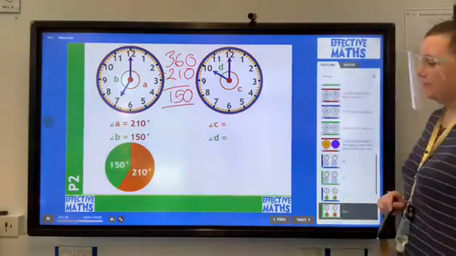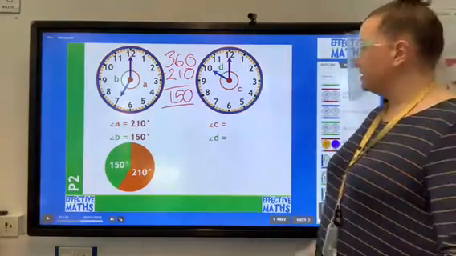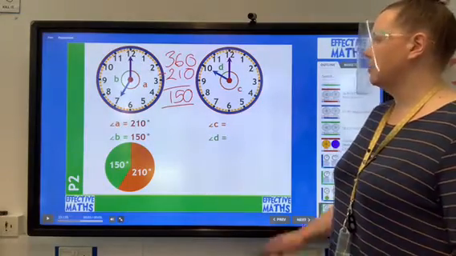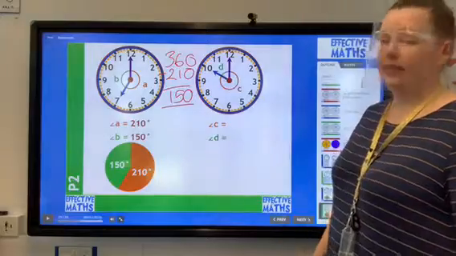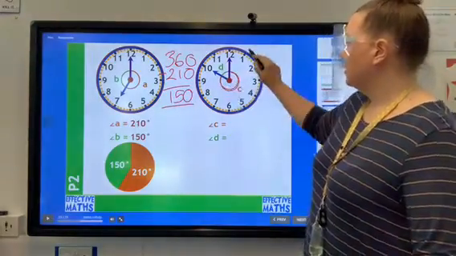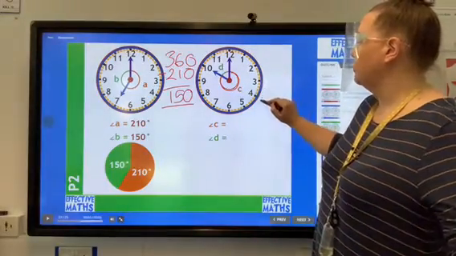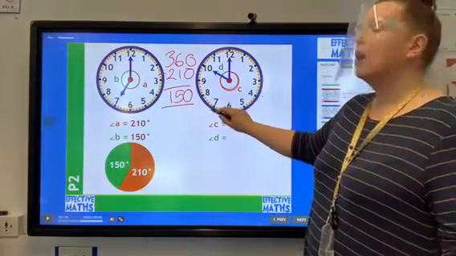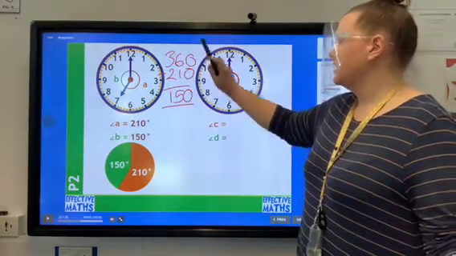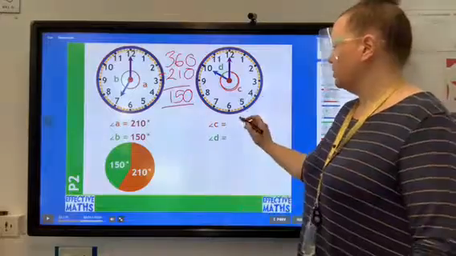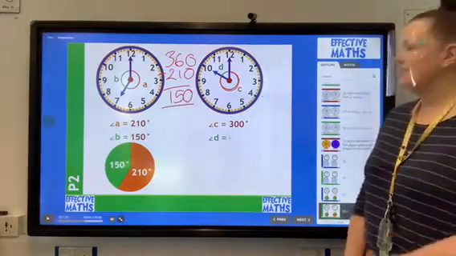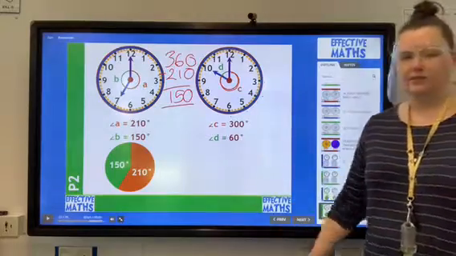There we go. So then what is C and what is D? D is not 300 degrees. C is 300 degrees. Okay, because C is this one, and then D. So 30, 60, 90, 120, 150, 180, 210, 240, 270, 300. So C is 300 degrees. So D is going to be 60, because 300 add 60 is 360. Okay?